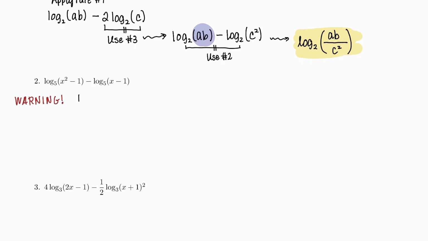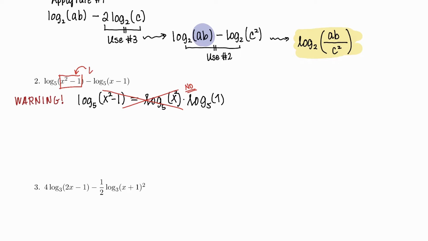You might maybe want to write log base 5 of x squared minus 1 is equal to log base 5 of x squared times log base 5 of 1. This is completely, no. So everything that's in the logarithm, I'm going to leave that be. Don't touch it. He's happy in there. Don't disturb him.